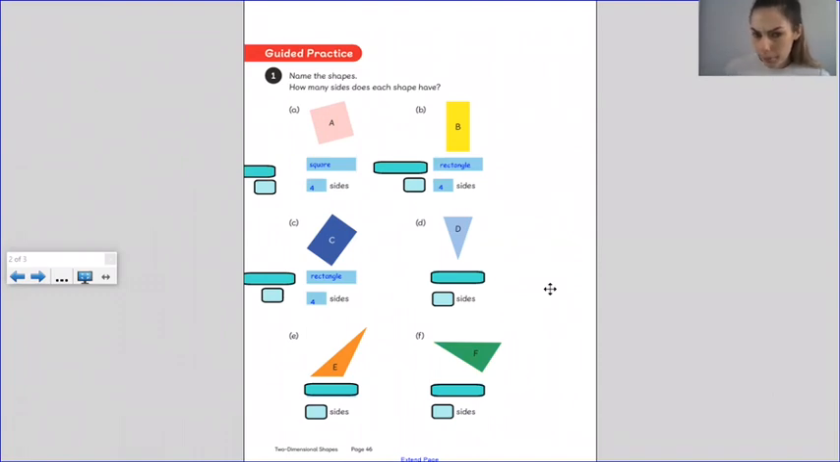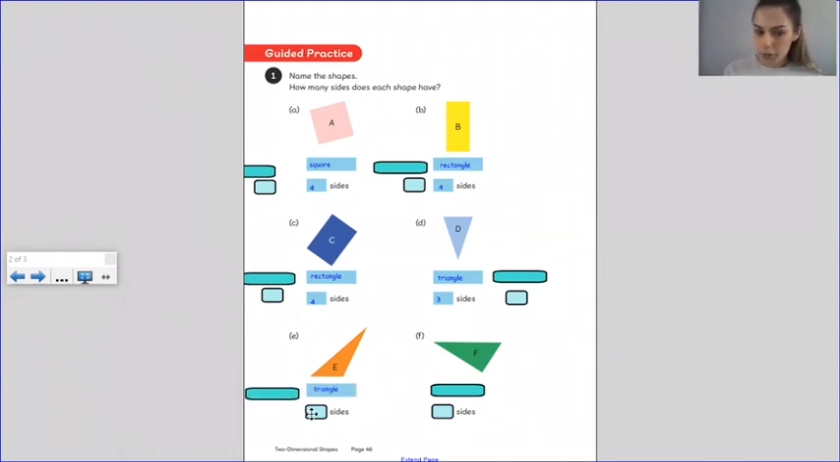What could this shape be? It's a triangle, you're right, because it has how many sides? 3. So all 3-sided shapes are called triangles. The regular triangles are the ones that have sides that are all the same length. Right, let's look at this one.